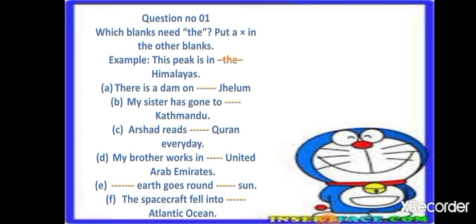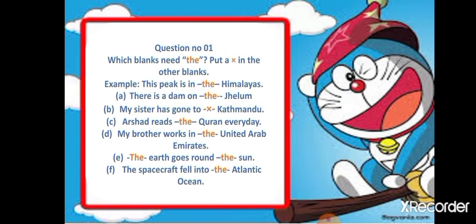Now coming toward part F, the spacecraft fell into dash Atlantic Ocean. So again, according to the rule, when there is the name of an ocean, we will be putting "the". So here we will be putting "the" because that is the name of the ocean. These are the solved blanks. You can do it from here as well. You have to do it in your book.